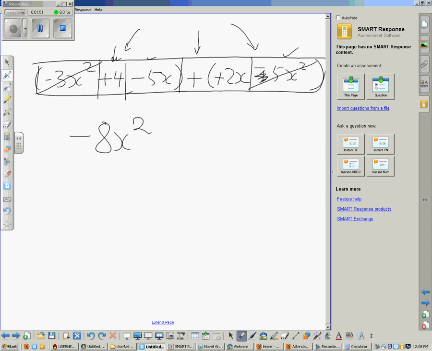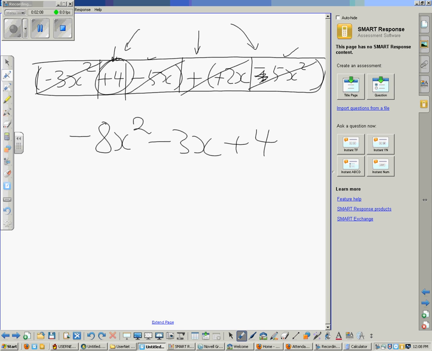I'm going to gather my x's. I have negative 5x and positive 2x, which is negative 3x. Those are done. And the only other term I have left is this plus 4. There are no other terms that are just numbers, so I'm just going to gather that by itself, and that's my simplification. Negative 8x squared minus 3x plus 4.